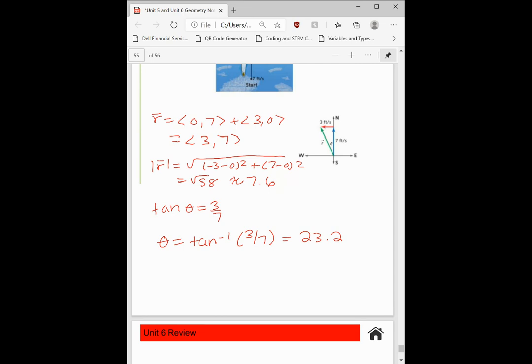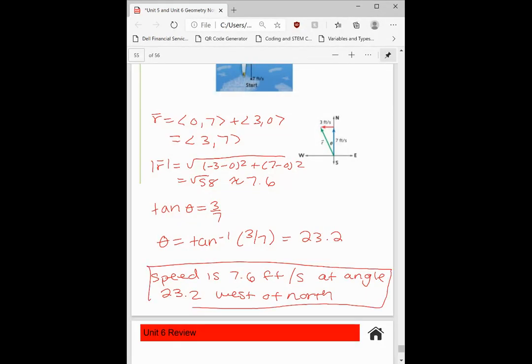Therefore, the resulting speed of the kayak is about 7.6. So the speed is 7.6 feet per second at an angle of 23.2 degrees west of north. And then that concludes the notes for Unit 6.